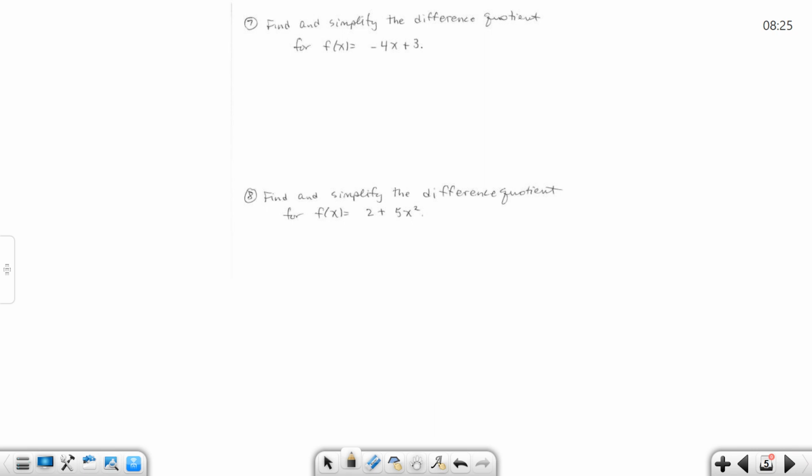Number 7, find and simplify the difference quotient for f of x equals negative 4x plus 3. First thing is we have to know the definition for the difference quotient. And it's f of x plus h minus f of x all over h.